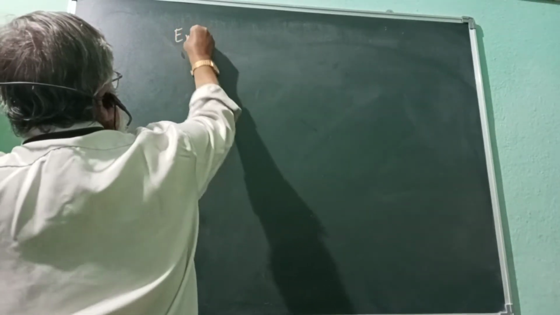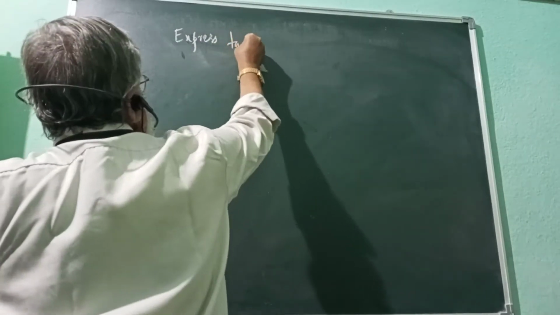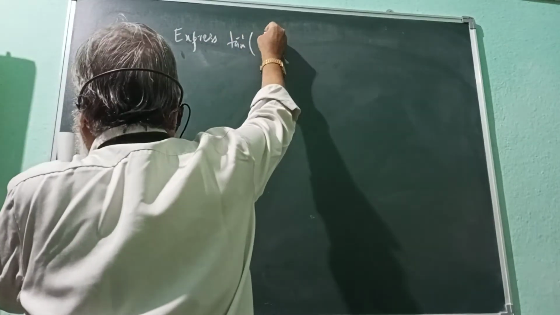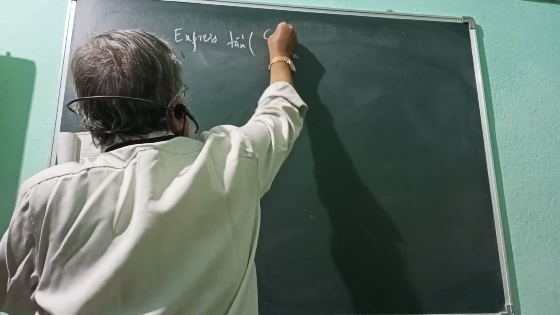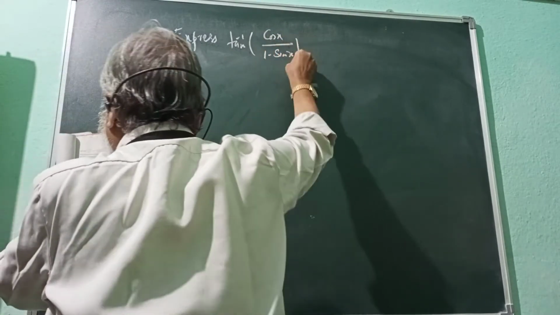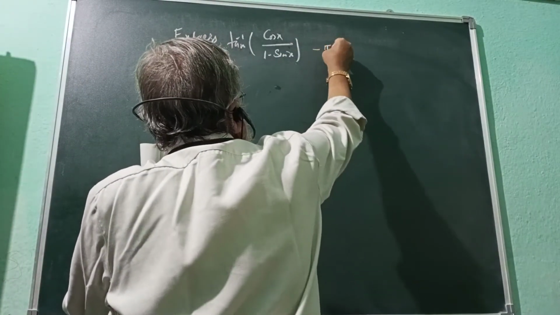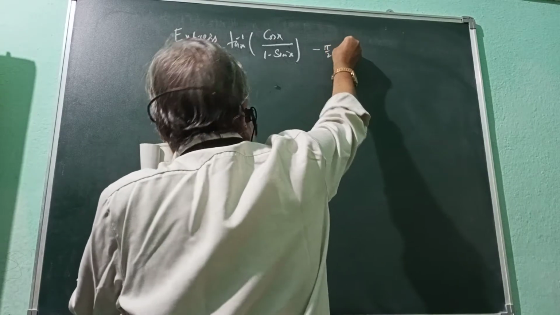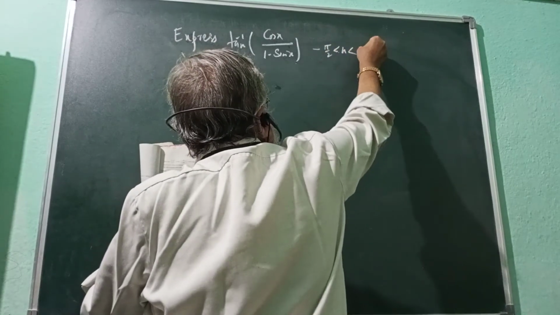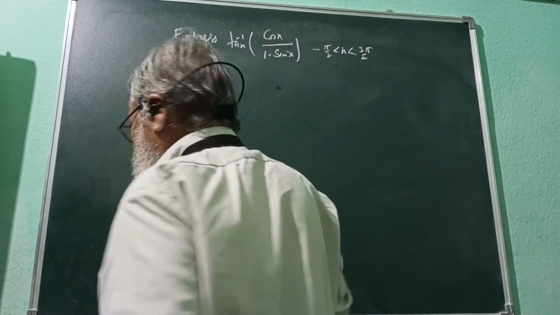Express tan inverse of cos x divided by 1 minus sin x, where minus pi by 2 is less than x is less than 3 pi by 2, in the simplest form.